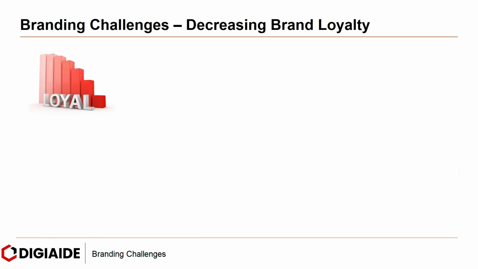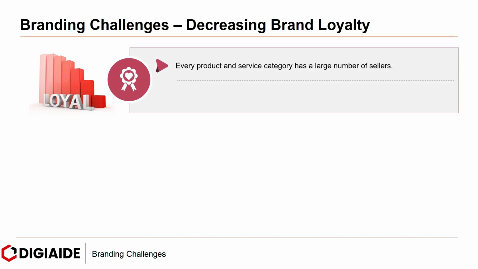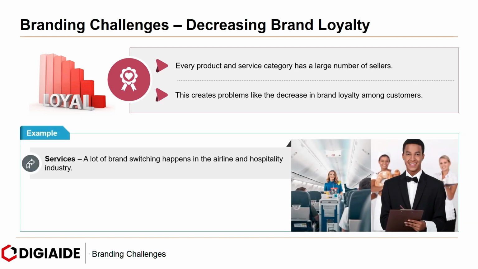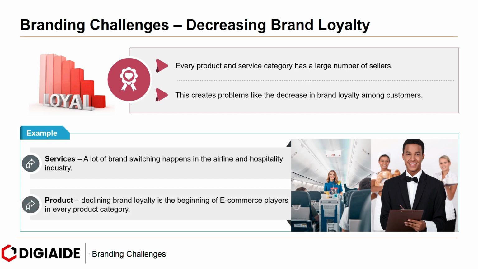Moving further to the fourth challenge of decreasing brand loyalty. Every product and service category has a large number of sellers. This creates problems like the decrease in brand loyalty among customers. Example, services. A lot of brand switching happens in the airline and hospitality industry. And when it comes to products, declining brand loyalty is a result of the entry of e-commerce players in every product category.